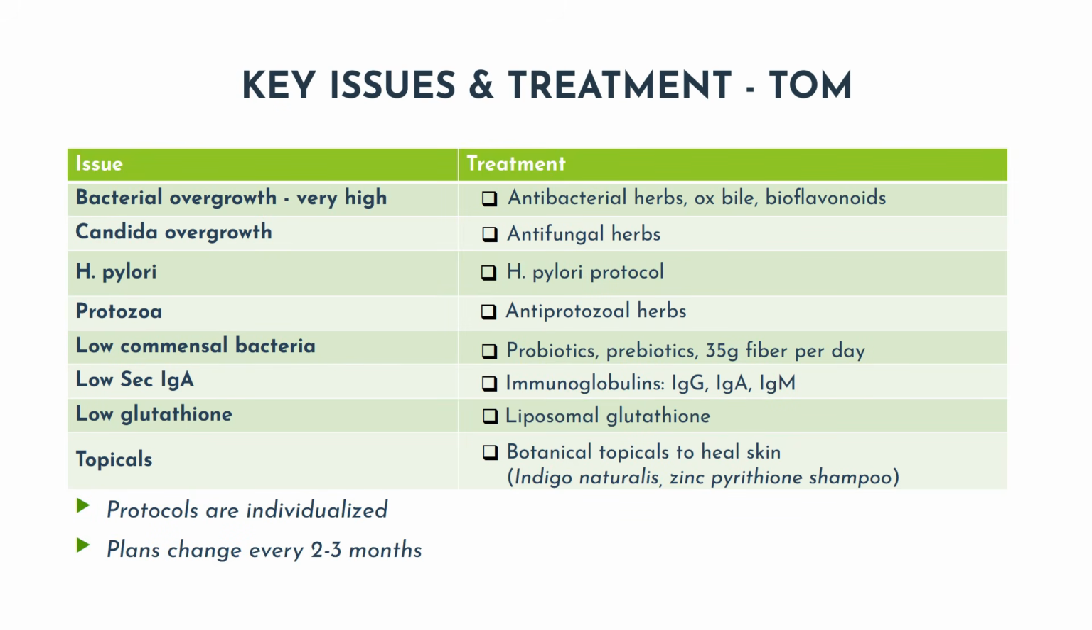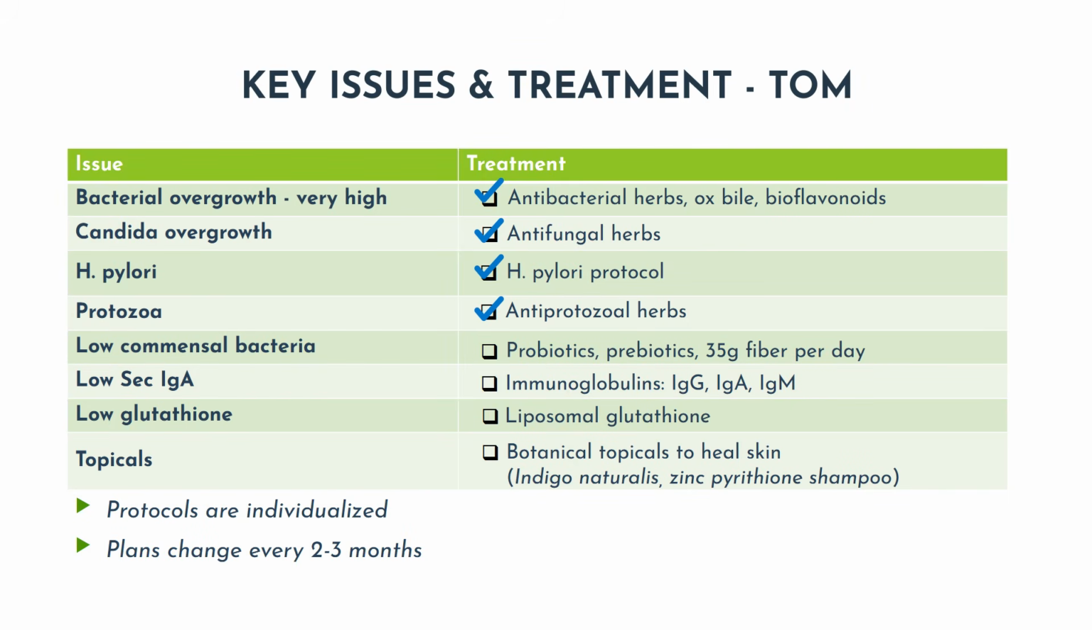Okay, to treat Tom, so just a reminder that protocols are individualized and his plan changed every 2 to 3 months. We did antibacterial herbs for him on his bacterial overgrowth, along with ox bile and bioflavonoids. Antifungal herbs for him. There's things like uva ursi and pau d'arco, in addition to the ones I mentioned previously. H. pylori protocol, antiprotozoal herbs, artemisinin, walnut hull extract. There's a lot of good antiprotozoal herbs, and they're very effective at cleaning them up.